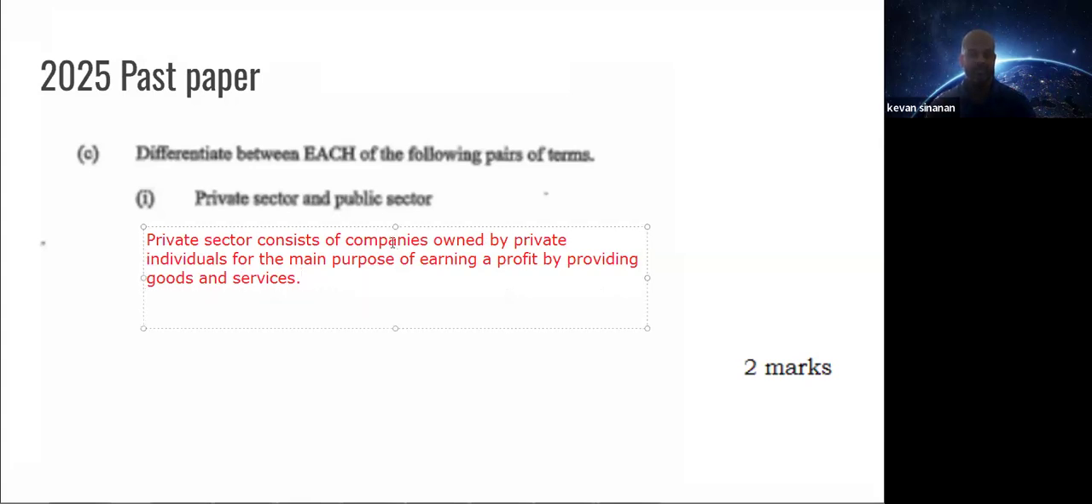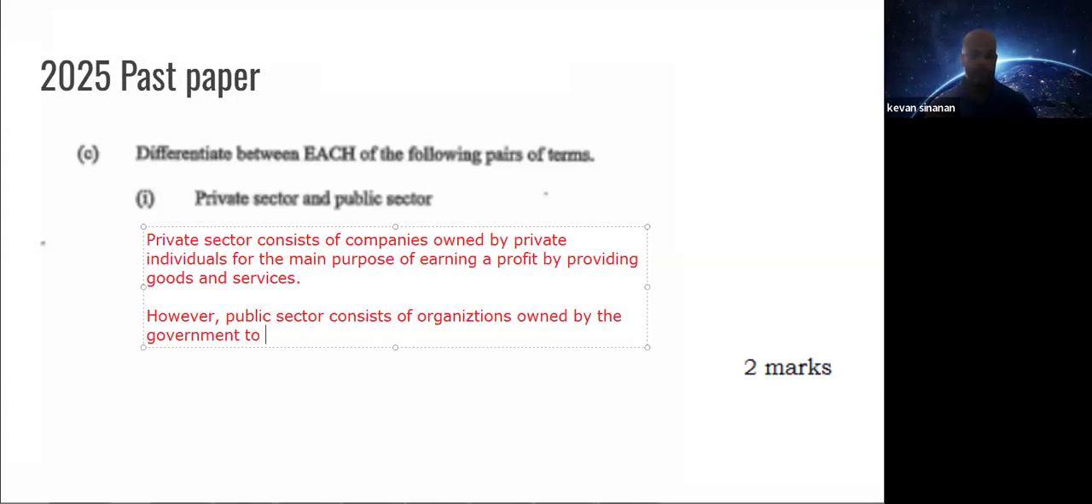And the public sector. We can say either however or whereas, the public sector consists of organizations owned by the government to provide services such as healthcare and education for the entire population. So those are some of the keywords we have to use in there.